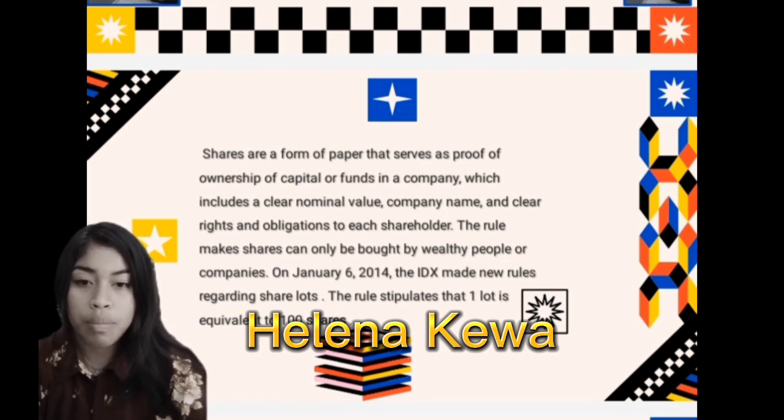Shares are a form of paper to serve as proof of ownership of capital or funds in a company, which includes a clear nominal value, company name, and clear rights and obligations for each shareholder. The rule makers state shares can only be bought by people of the company. On January 6, 2040, the exchange made new rules regarding share lots. The rule stipulates that one lot is equivalent to 100 shares. Thank you.